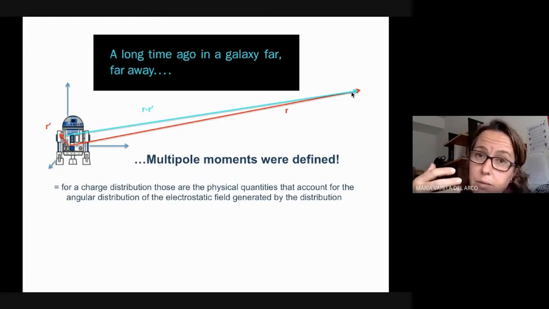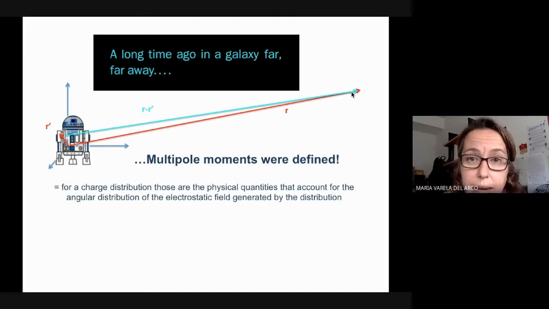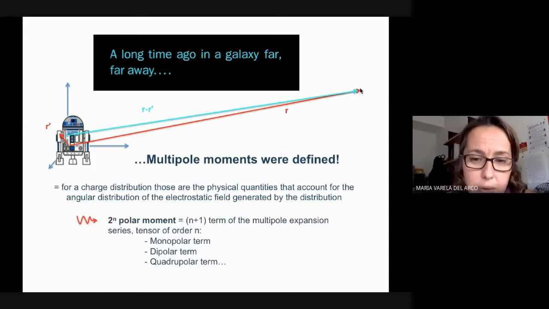And obviously, the shape of my charge density is going to affect the angular distribution and the symmetry of the electrostatic field nearby or far away, of course. But we are just going to care about far away for the time being.